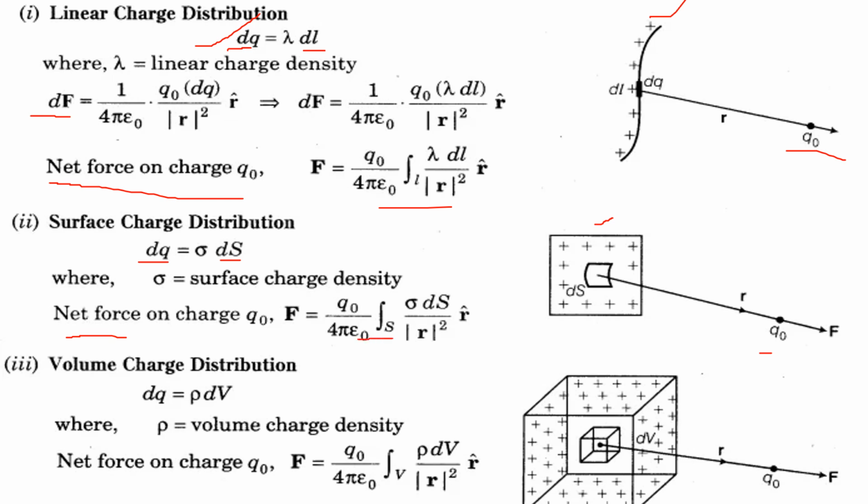The third one is a volume charge distribution, in which the charge is distributed over the complete volume. For this, first of all, we again follow the same steps: we find the force for a small volume element. Then we can find the total by taking the integral over the entire volume.